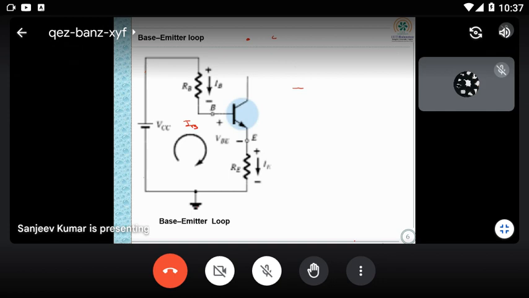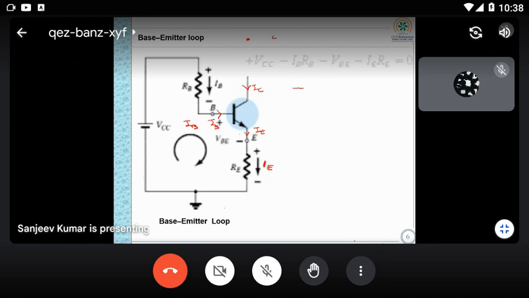You have already told the same thing. In KVL we apply that the sum of the voltages should be 0. So VCC, the drop across RB is IB into RB, minus VB, because this is the IE current, this is IB, and this is your IC. So you get that one. Then IE into RE, because this is IE.